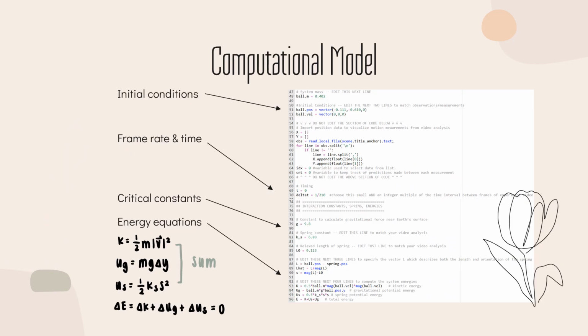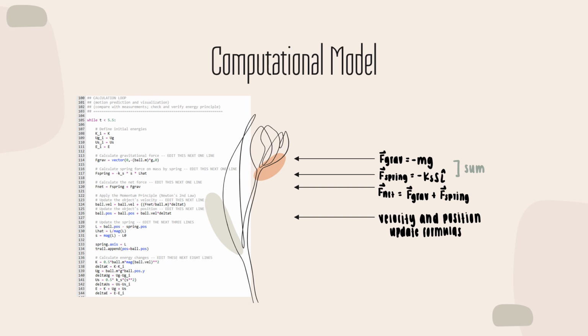So for the computational model, I inputted all the initial conditions, the frame rate and time, and critical constants, and at the bottom it has all the different energy equations for the change in kinetic energy, for gravitational energy, and the spring energy, and the sum of all of them together. In the slide, it shows all the equations that we use, including that the force of gravity equals negative mg, the force of the spring equals negative k s L hat, and then F net equals F gravity plus F spring. Those are the only forces that will be in this. And then we also have the position and velocity update formulas, and then at the bottom you can see how we calculated energy changes for all of the different types of energy, and then the sum of all of them together.